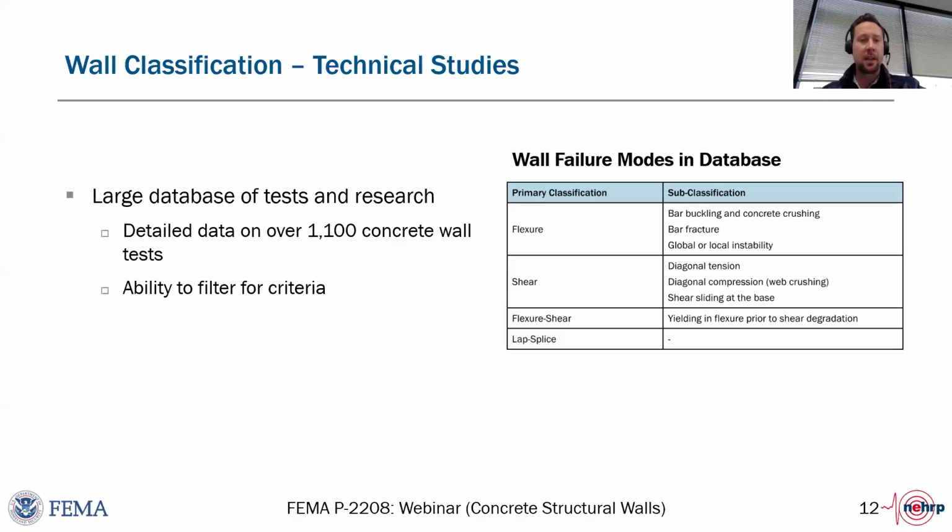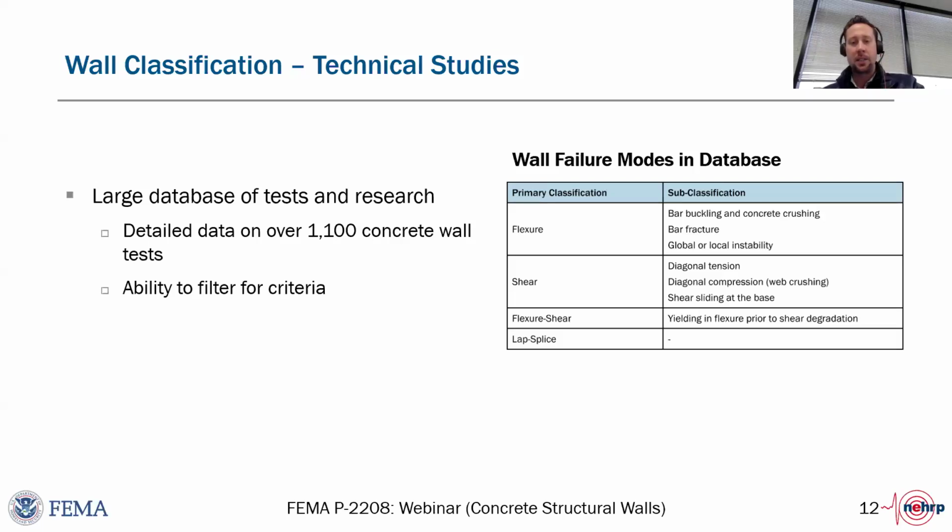As I mentioned, there's a really large database that Saman and John Wallace and team had collected that informed a lot of these technical updates. There were over 1,100 walls, so well over 1,000 walls, with a variety of different conditions. We had flexure controlled walls with different failure modes, and shear controlled walls with different failure modes. There are also walls that were not clearly shear or flexure independently, where there is an interaction at play, and some of those had a failure mode associated with flexure and shear.